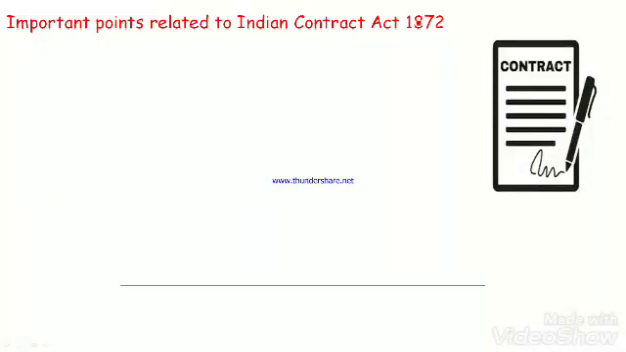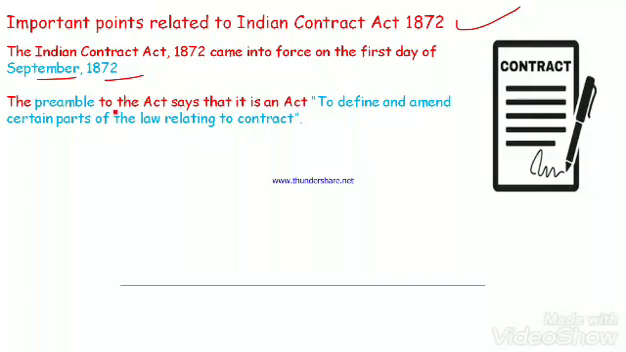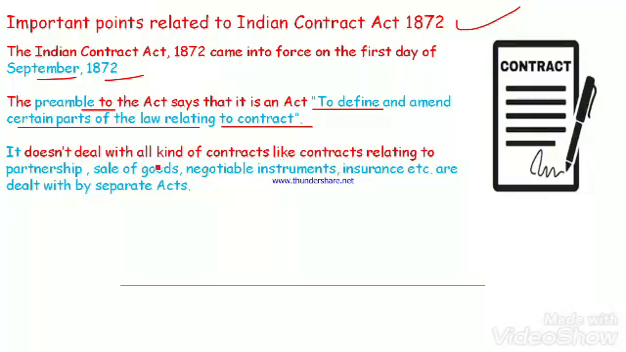Okay, so now let's talk about important points related to the Indian Contract Act 1872. First of all, remember that the Indian Contract Act 1872 came into force on 1st September 1872. The second point is that the preamble to the act says it is to define and amend certain parts of law relating to contract. So whatever parts will be amended will come under the Indian Contract Act 1872. It doesn't deal with all kinds of contract, because it deals with certain kinds of contracts. Partnership, sale of goods, negotiable instruments, insurance, etc. are dealt with by their separate acts.